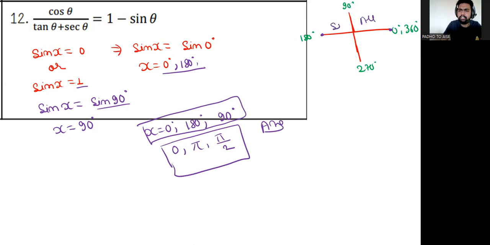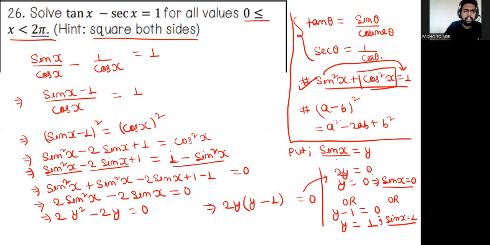And you might be knowing the formula, all sugar tea coffee. Here, all trigonometric functions, all ratios, are positive. Here, sine and its reciprocal cosecant are positive. Here, tan is positive and its reciprocal cotangent is positive. And here, coffee: cos is positive and its reciprocal secant is positive. So these are the other things to discuss. I hope you understood how to solve this question. This was a tough question, no doubt, but you could solve it like that.